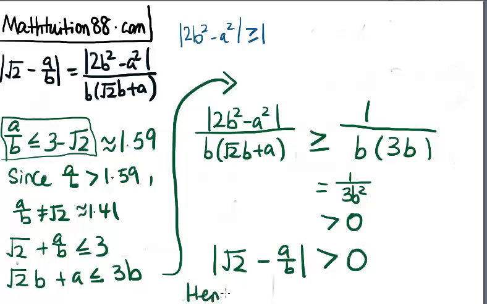This means that root 2 is irrational. We have completed our constructive proof of the irrationality of root 2.